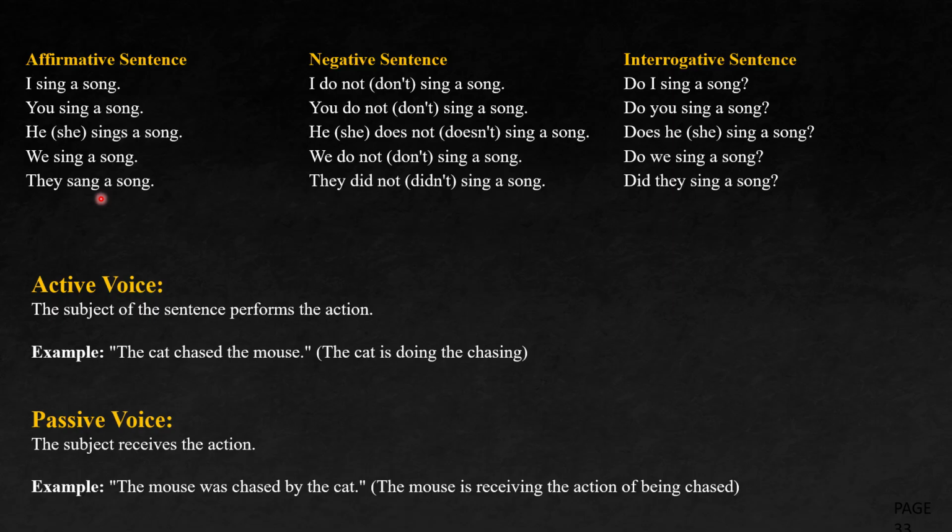Well, now we'll look at active voice and passive voice. In active voice, the subject of the sentence performs the action. For example, the cat, which is the subject, chased the mouse. So here the cat is doing the chasing. When it comes to passive voice, the subject receives the action. Now: the mouse was chased by the cat. The mouse is receiving the action of being chased.